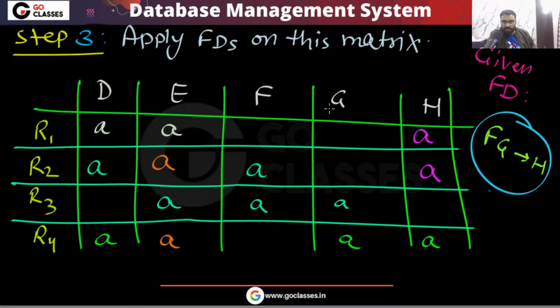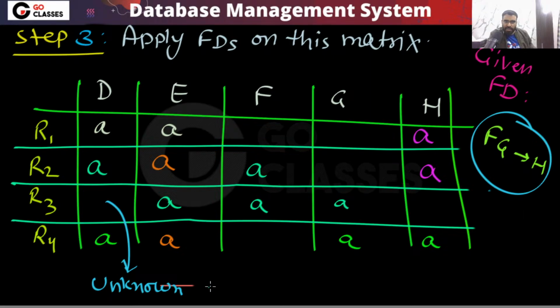Now look, are there any two tuples which have the same FG value? Remember one thing: these empty cells, we don't know these values. They may be equal to A, they may be different from A, we don't know. Please understand, the value of these empty cells is unknown. You cannot consider it A. It may be the same as A, it may be different from A, I don't know. These are unknown values, all these empty cells.